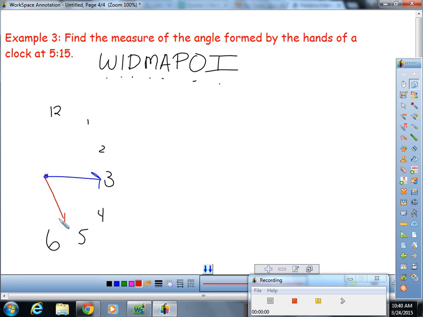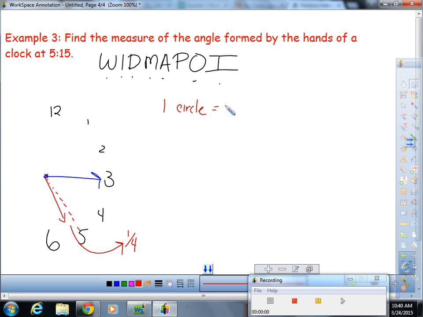Well, how far has it moved? Since we are 15 minutes through the hour, we can say that the hour hand has moved 1/4 of the way between the 5 and the 6. 1/4 of the way between the 5 and the 6. So now we have to think to ourselves, how many degrees are in a circle? So one circle is 360 degrees, okay?